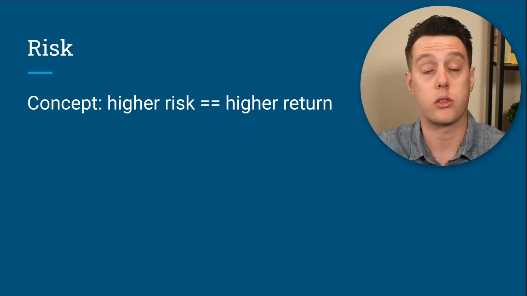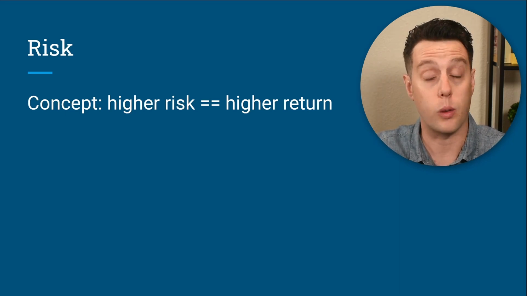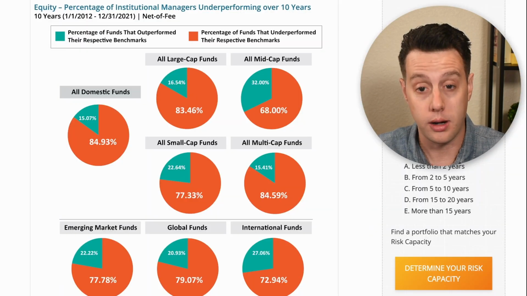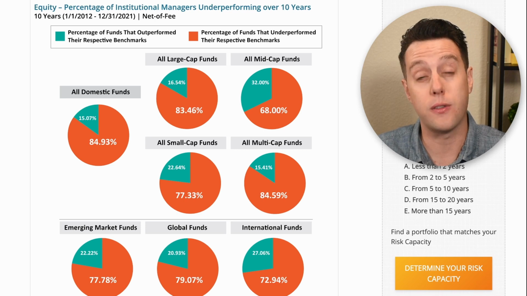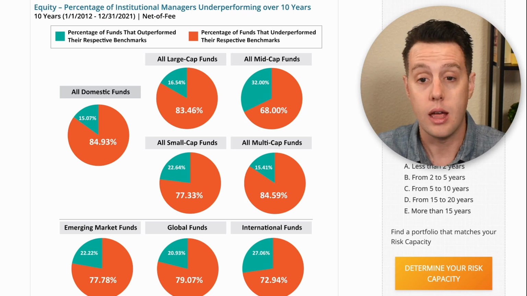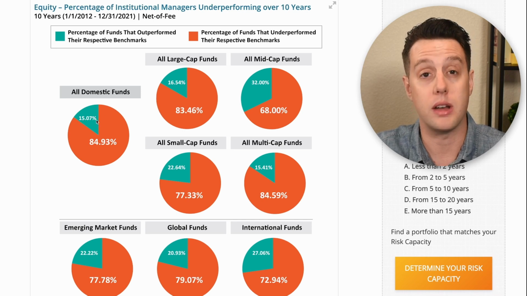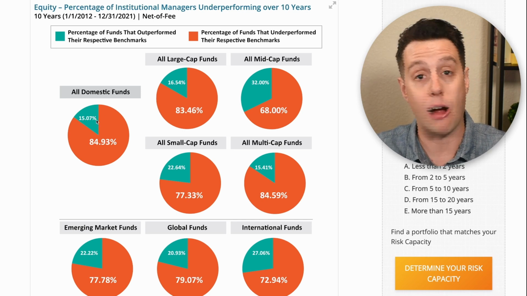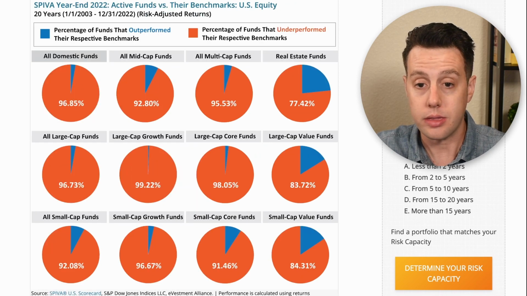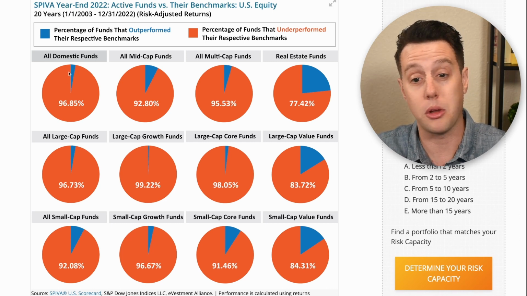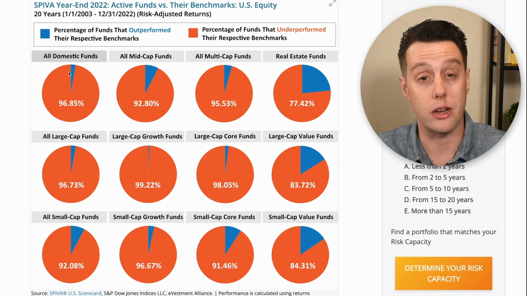There's a couple other risks I think we need to talk about. The first one is related to active management. If we look at this SPIVA report covering 10 years of active funds compared to the indexes from 2012 to 2021, only 15% of actively managed funds outperform the index. Now, if we go up to 20 years, that changes to just over 3% of funds that were able to outperform the index from 2003 through 2022.